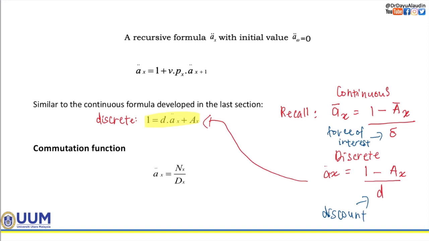However, for your syllabus, we do not find the life insurance for discrete. So this is life insurance for discrete, but we do not cover it. We only use the commutation function. So the commutation function is this one. We have to refer to the table to find the values for nx and dx. Later on, I will show you the table.